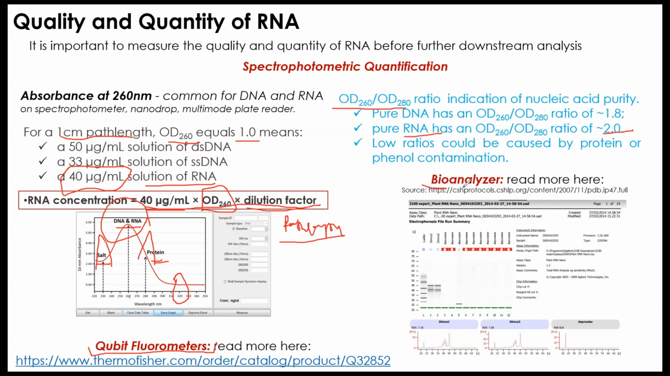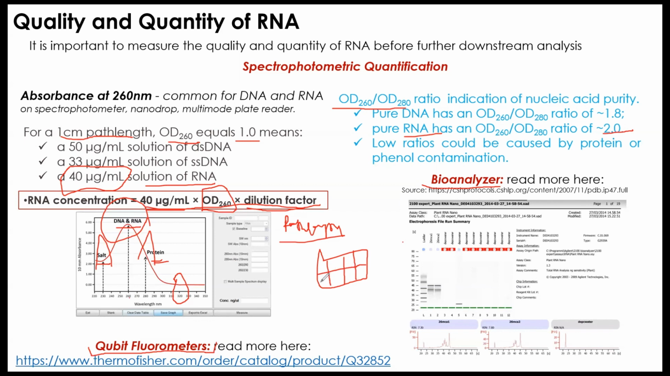The third one is the Agilent Bioanalyzer, which is a very advanced way of doing the quality and the quantity check. You can see here it runs like a gel on a chip. There are chips for, let's say, plant DNA, plant RNA, animal DNA, animal RNA, organelle DNA, organelle RNA, something like that.